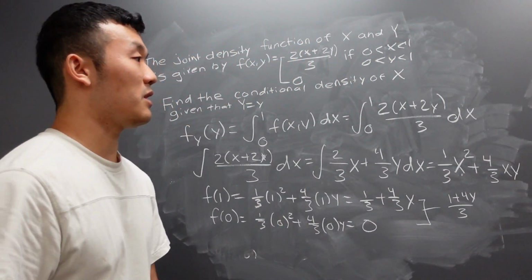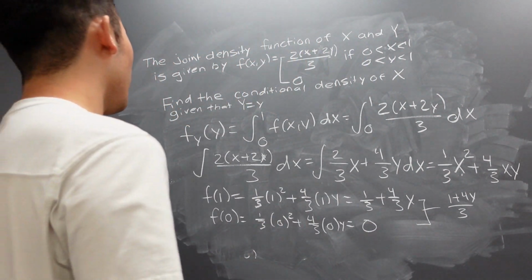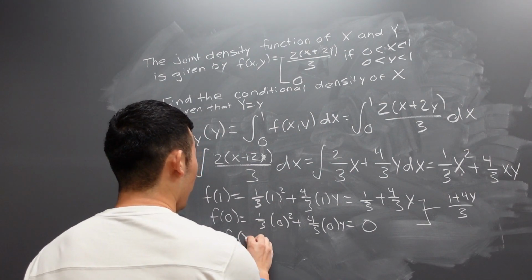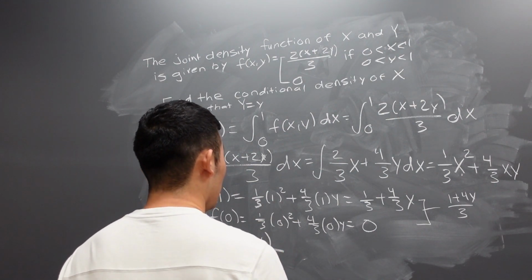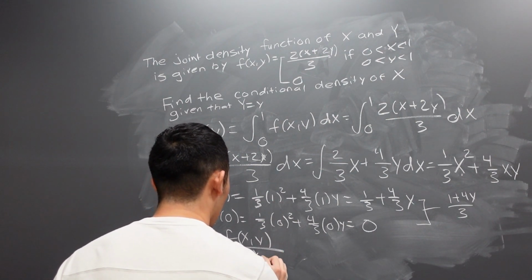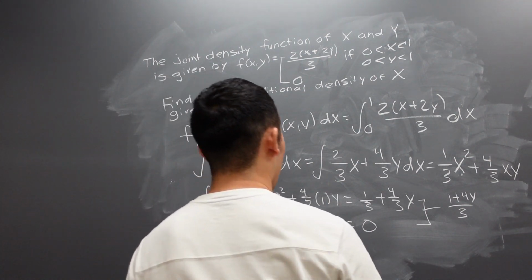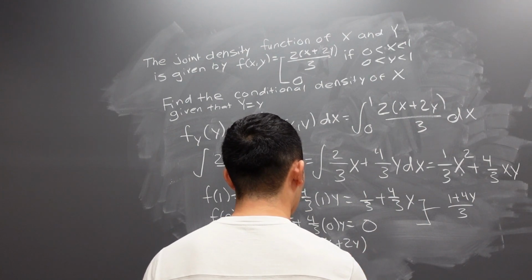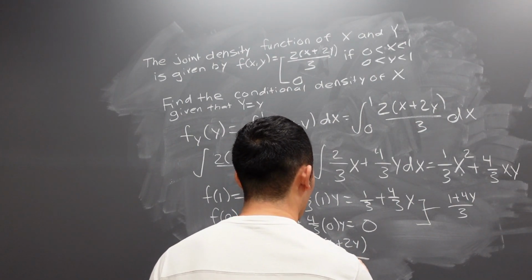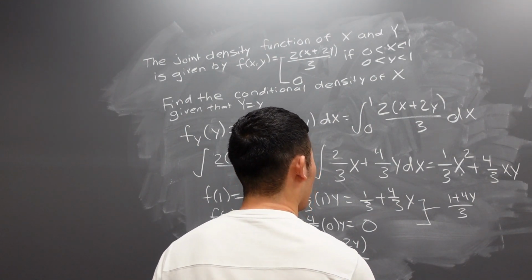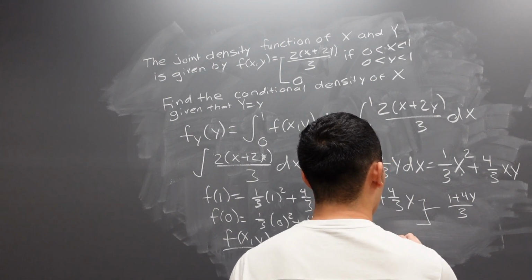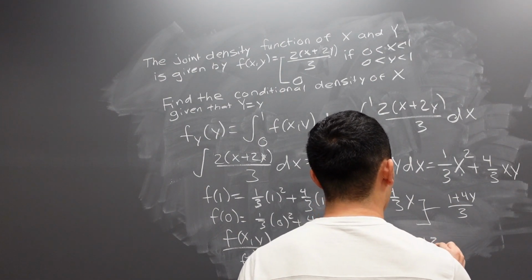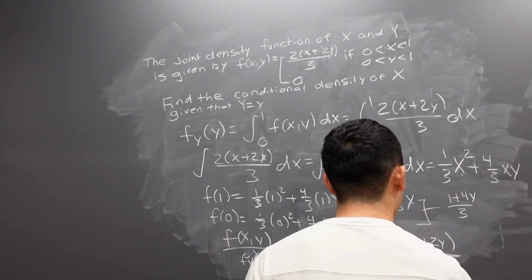Therefore, the conditional density of x, given that Y is equal to y, can be written as f of x,y over f of y. So this would be 2 over 3 times x plus 2y over 1 plus 4y over 3, which is equal to 2x plus 2y over 1 plus 4y.